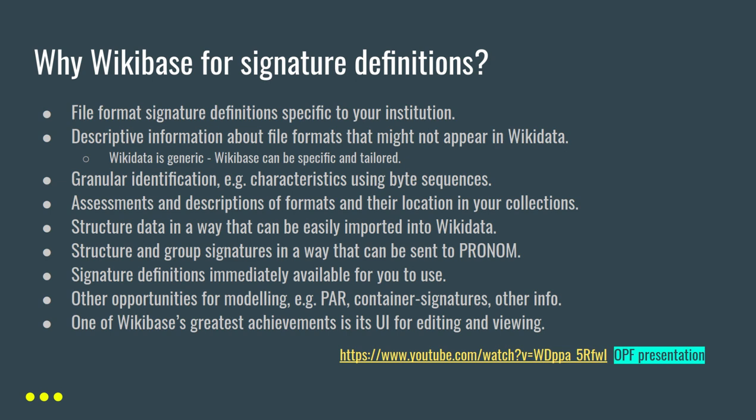Your signature definitions are going to be immediately available for you to use. This is also possible with Wikidata, but there's a huge amount of data to be downloaded when you do it that way. There are other opportunities for modeling. For example, you can start to think about how you might model preservation action registry information. We also have to model container signatures yet.